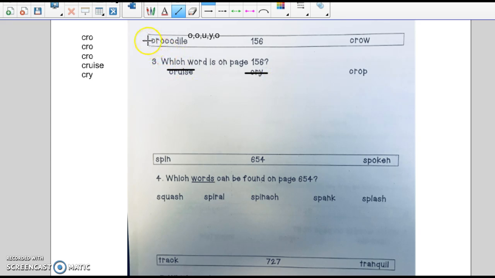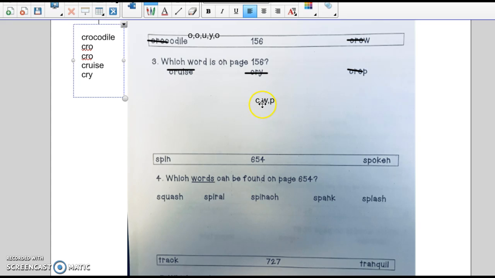We have 3 of them. You could take your pencil and mark out your CRO. Sorry, it's just impossible. We're looking at our 4th letter. So we have CRO: C, W, and P. Well, what comes first? Crocodile, because the C comes first. LMNOP will be next. So crop is next, and then crow.